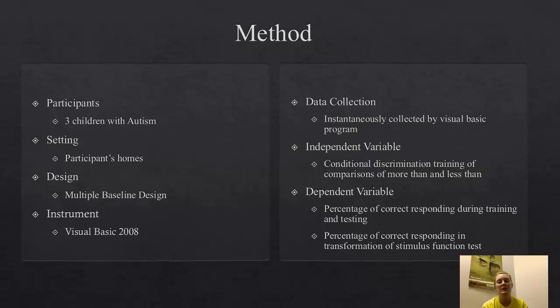Data collection was instantaneously done by the Visual Basic program, in which the data was instantly put into a notepad on the computer. The independent variable of the study was the conditional discrimination training of the comparisons of more than and less than frames. The dependent variables were the percentage of correct responding during training and testing phases and the percentage of correct responding in the transformation of stimulus function test.